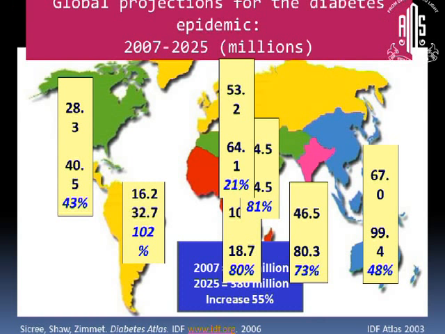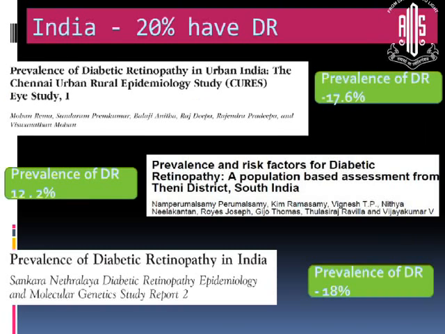This is the global scenario of the diabetic epidemic. Unless we tackle this, in the near future diabetes will be the second major cause of blindness in India. Already the major cause of blindness in America is diabetic retinopathy. Already in India, 20% of diabetic patients have diabetic retinopathy. Unless we treat them, they go blind.